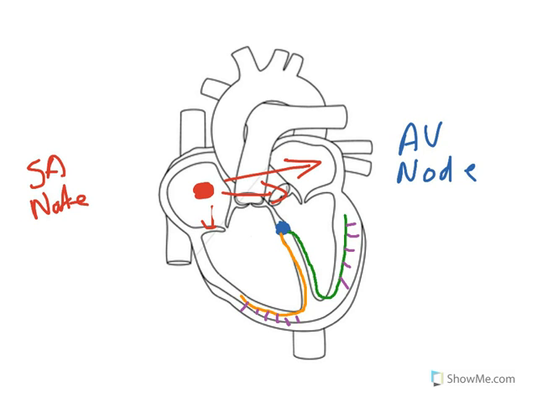The red is the sinoatrial node, the blue the atrioventricular node, the orange the right bundle branch, the green the left bundle branch, and the purple the Purkinje fibers. The Purkinje fibers go out and communicate with other conducting myocardial fibers. And this concludes my video on the conducting system of the heart.